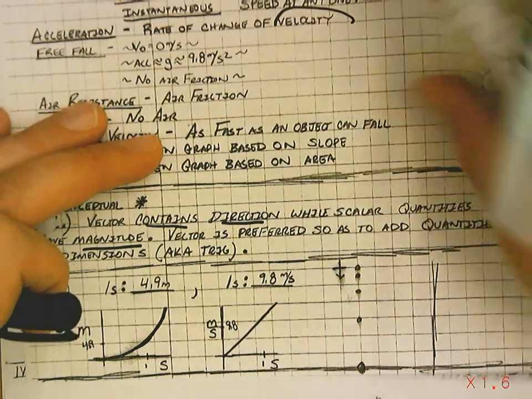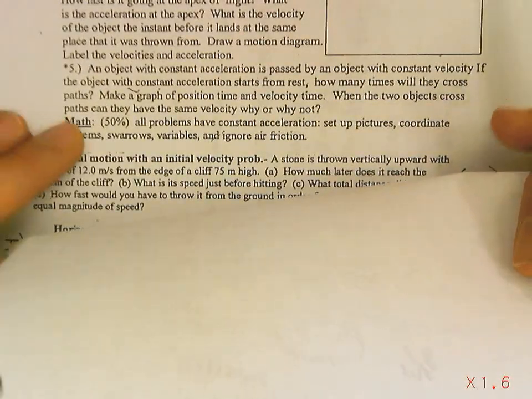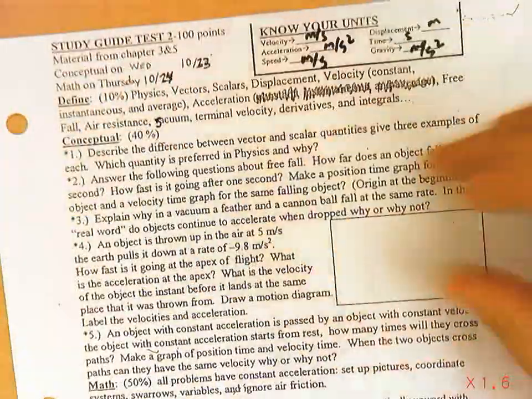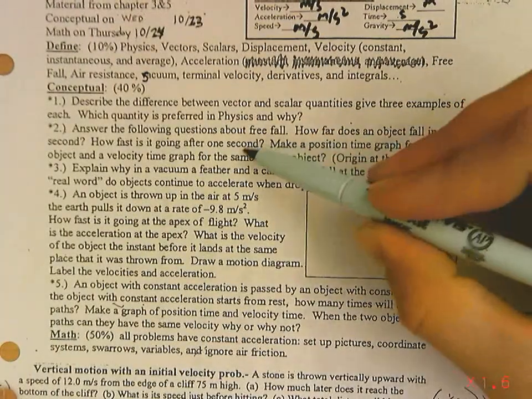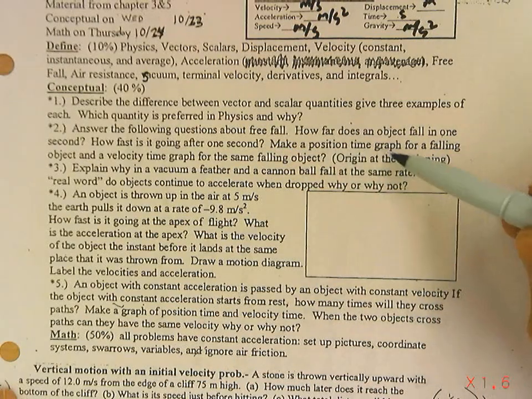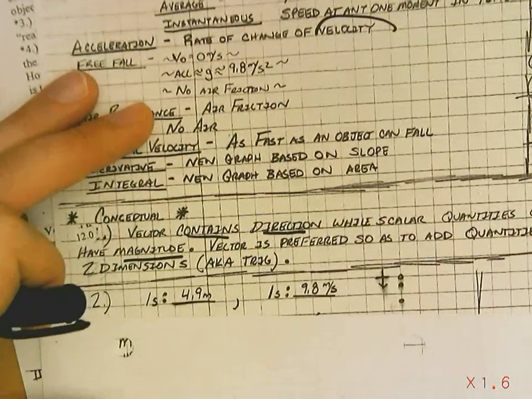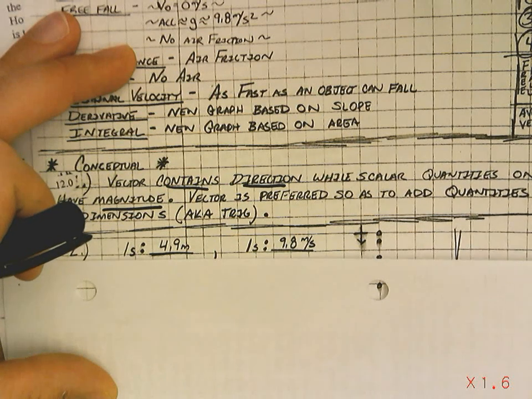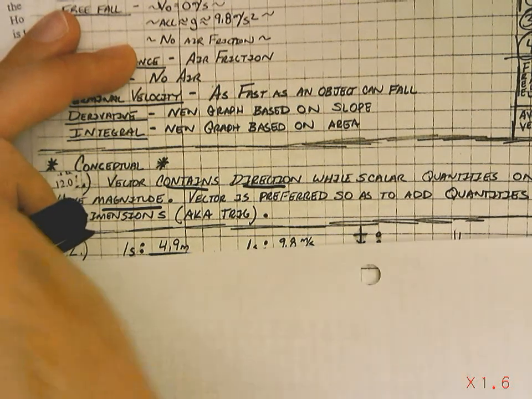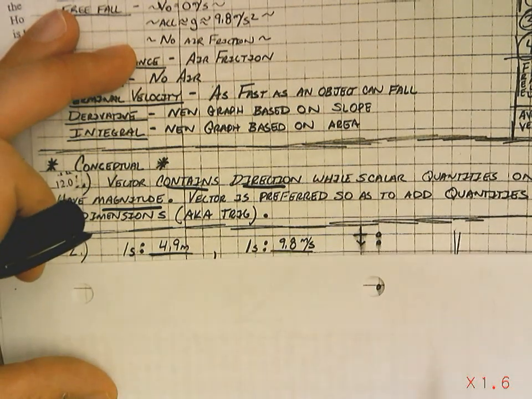Number 2. So number 2 is asking, answer the following questions about free fall. How far does an object fall in 1 second? How fast is it going after a second? Make a position time graph for a falling object and a velocity time graph for the same falling object. These should be things that you just memorize. Of course, you can always solve for these things by using magic physics formulas. So don't forget that. You always have that option to solve using magic physics formulas.